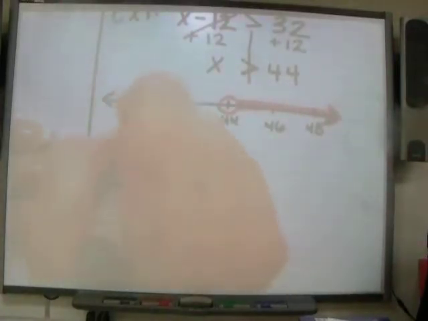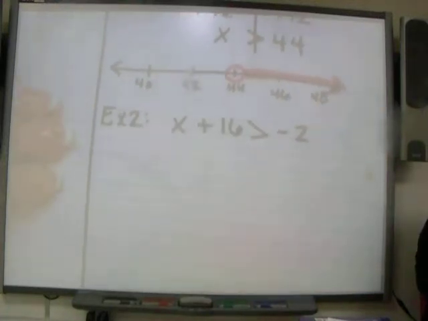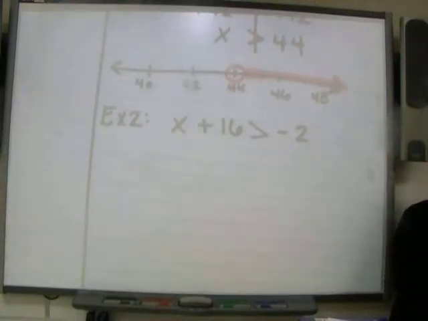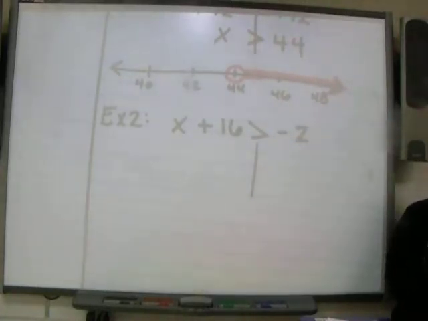Example 2. X plus 16 is greater than negative 2. This would be our imaginary balance. Again, we're solving them just like equations, so we're still going to want to pretend like that is there. What you do to one side, you do to the other.